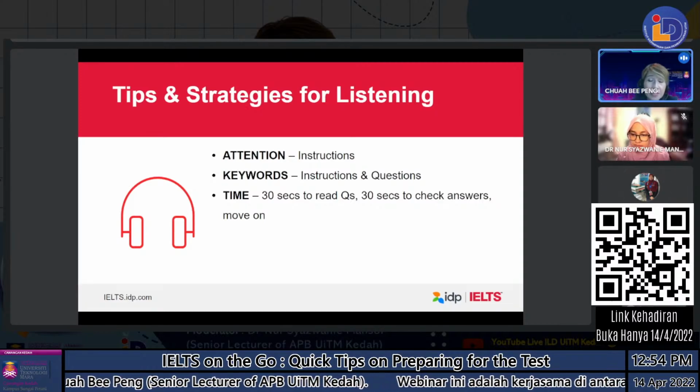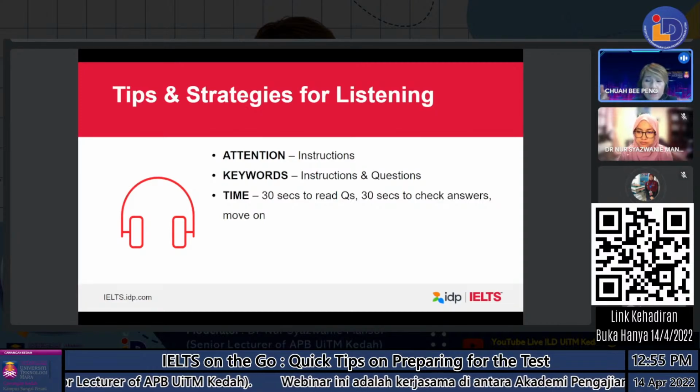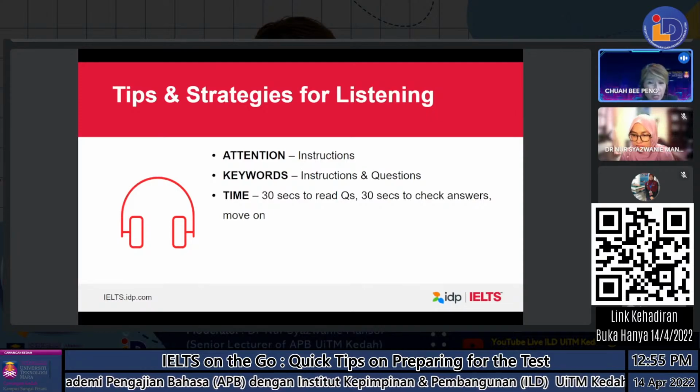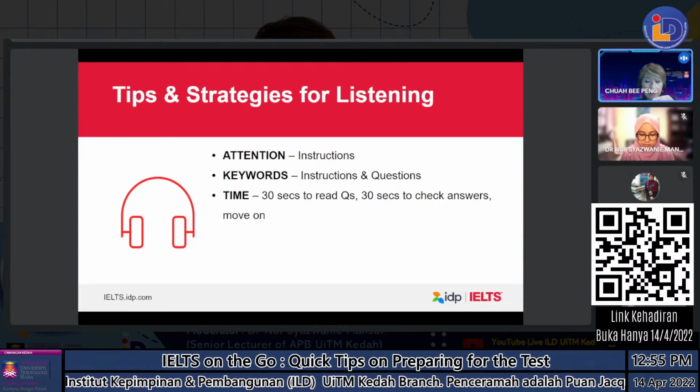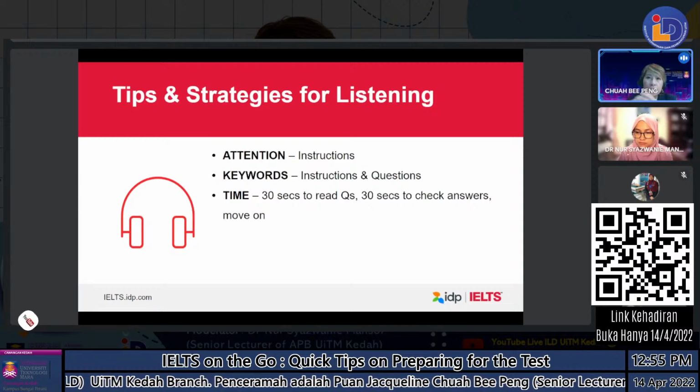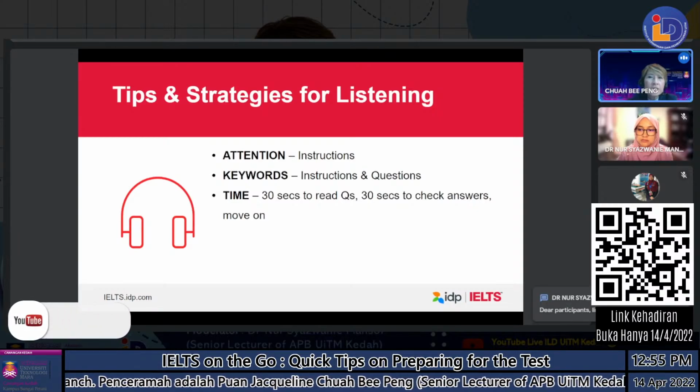Yeah, that's why I said this one is like a bonus time for you. So don't waste that on checking, because after that, especially for paper-based, you have 10 more minutes to check. Use that time to check, not during the test. Use that 30 seconds to combine with the next coming 30 seconds to read the next set of questions more carefully.